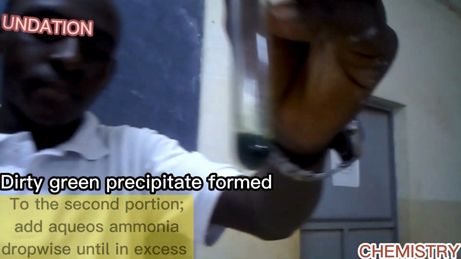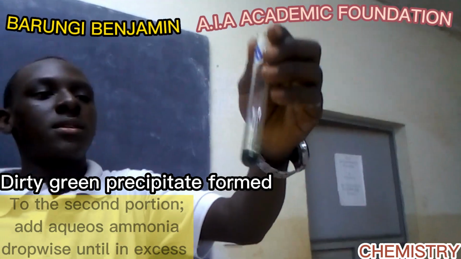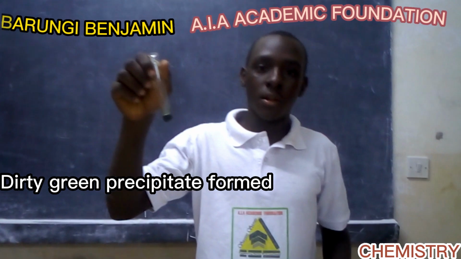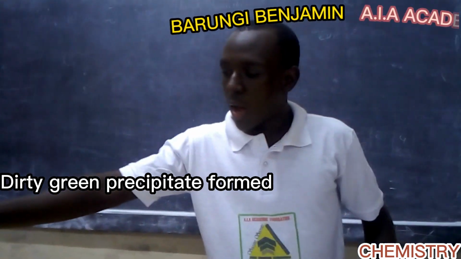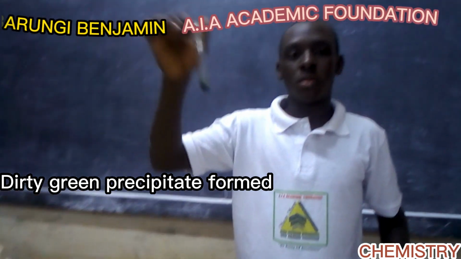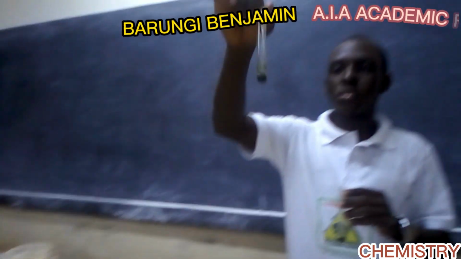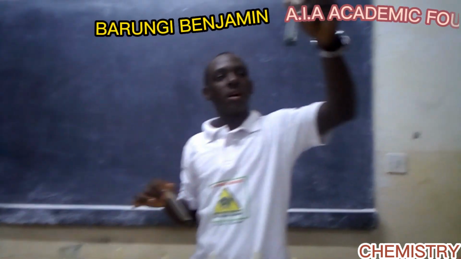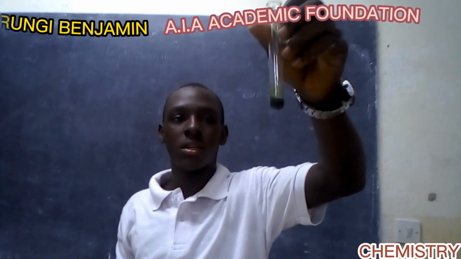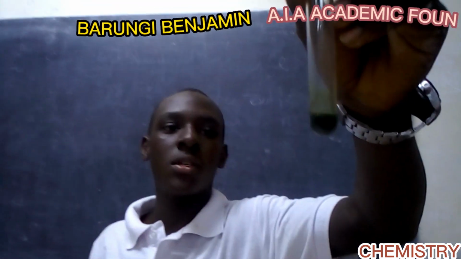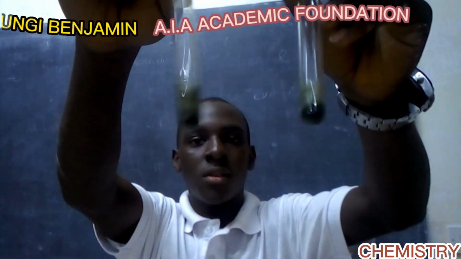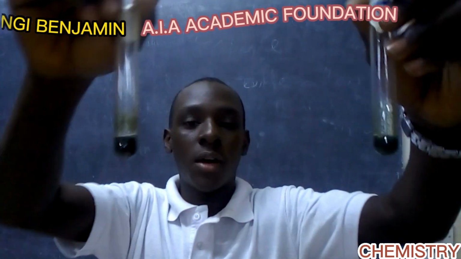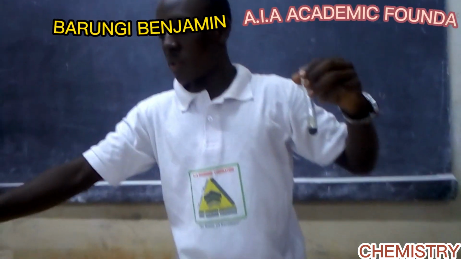So, like the first time we obtained iron 3 ions, we got iron 2 ions present in our first solution when we used sodium hydroxide, and in our second solution we used aqueous ammonia, and we got darker green precipitates. You can see them. This is enough proof to show us that we have iron 2 ions in our solution.